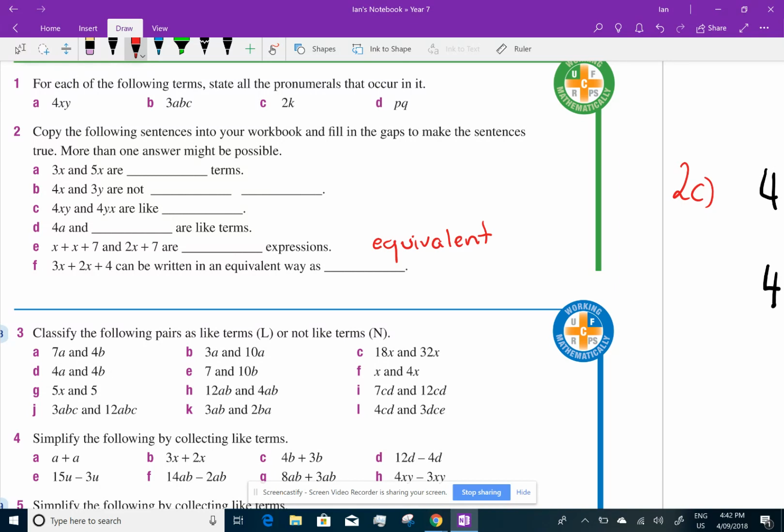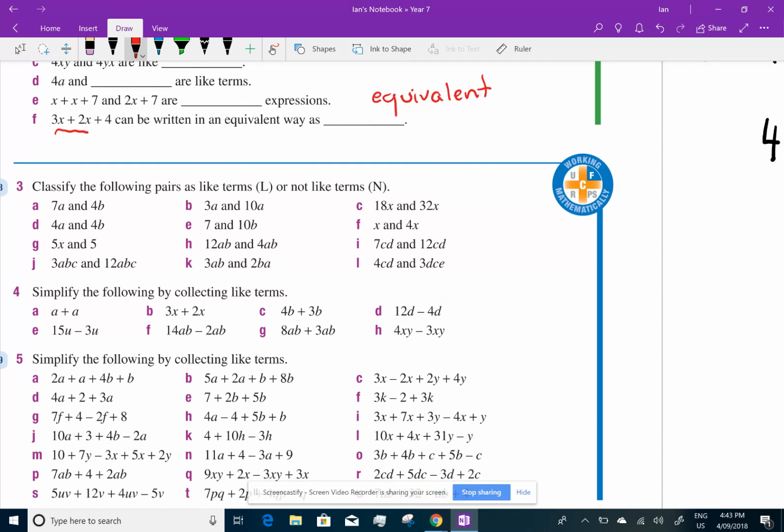Well, x plus x is 2x, and I've got 2x plus 7 there. They're exactly the same. You need to think about a way to write 2f the same way. There are lots of different answers, but you should be able to see something here between the 3x and the 2x, what you can do with them. Are they like terms? Okay.